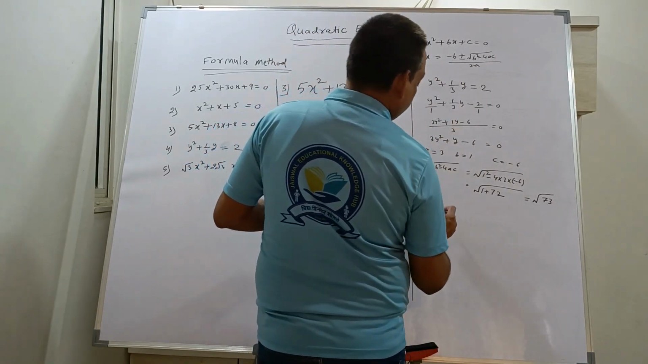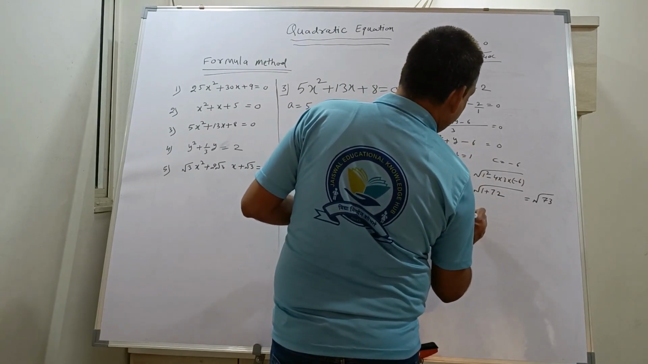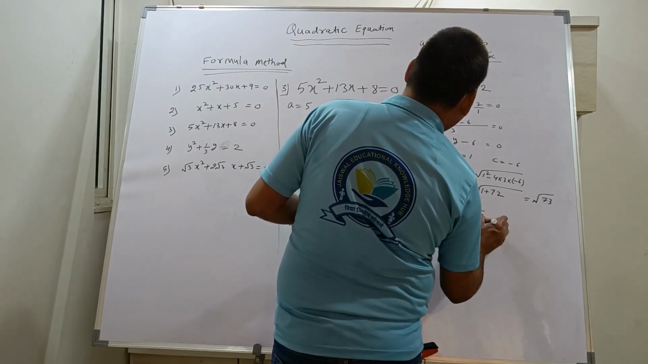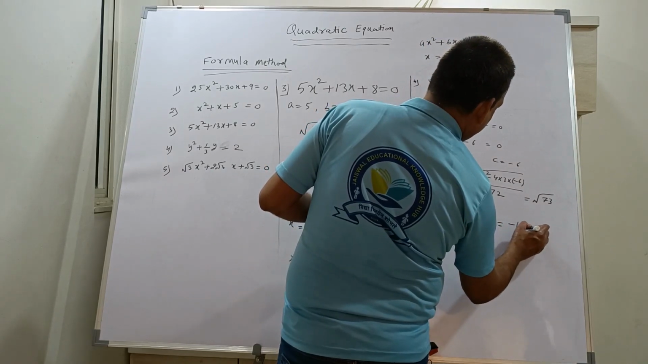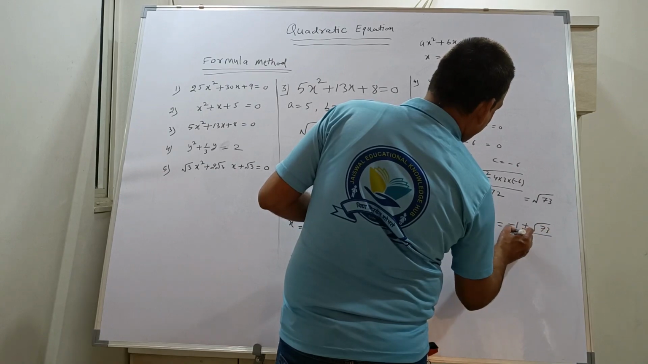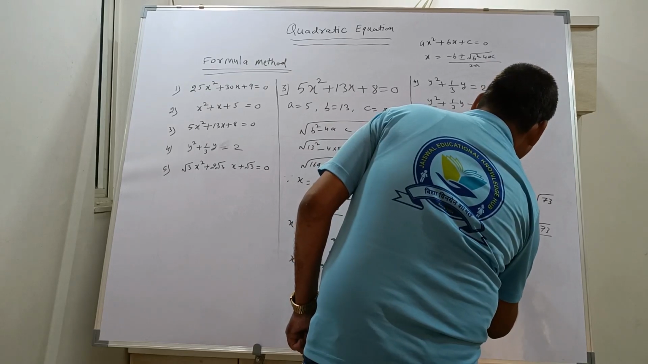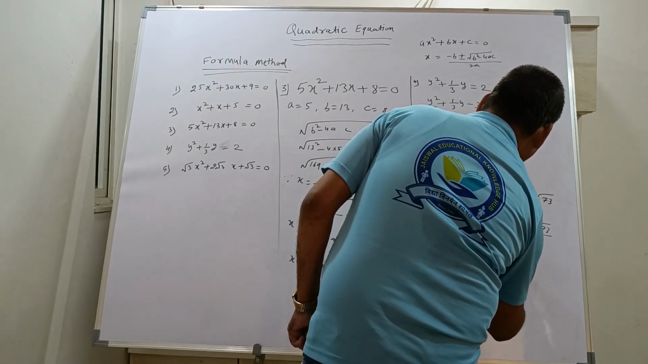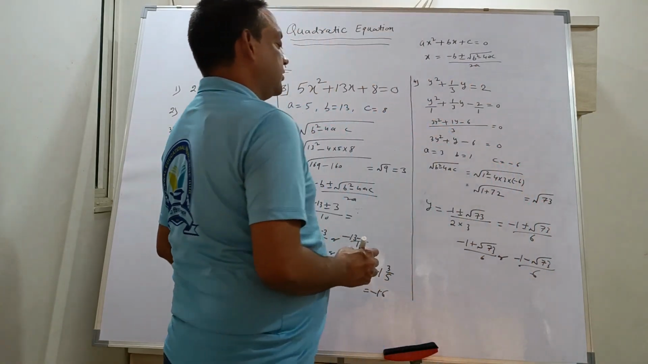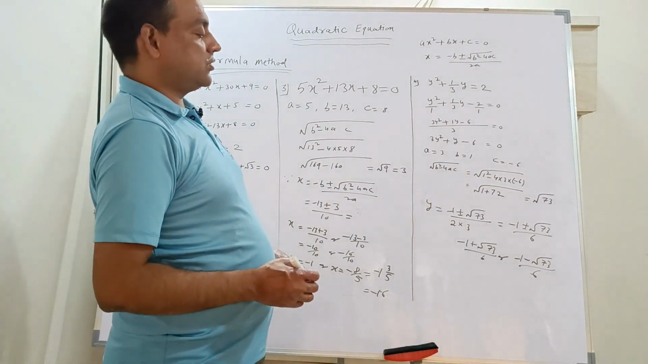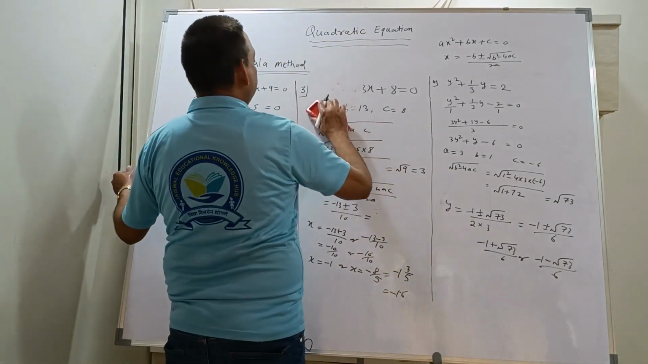So now, instead of x, here the formula will be y is equal to, because the equation is given in terms of y, so y is equal to minus 1 plus minus root 73 upon 2 into 3, which is nothing but minus 1 plus minus root 73 upon 6. Which is nothing but minus 1 plus root 73 upon 6, or minus 1 minus root 73 upon 6. Okay, the last one.